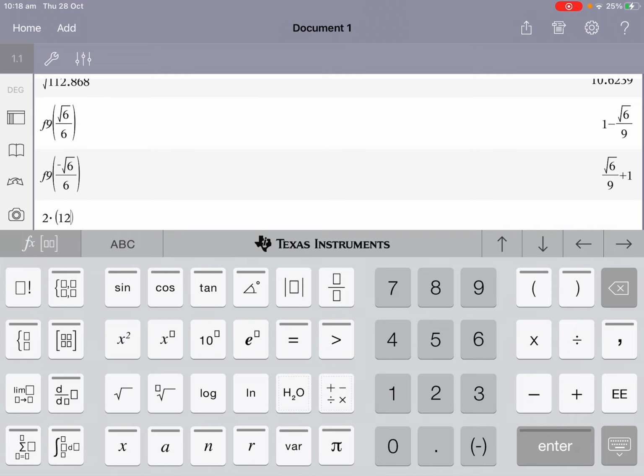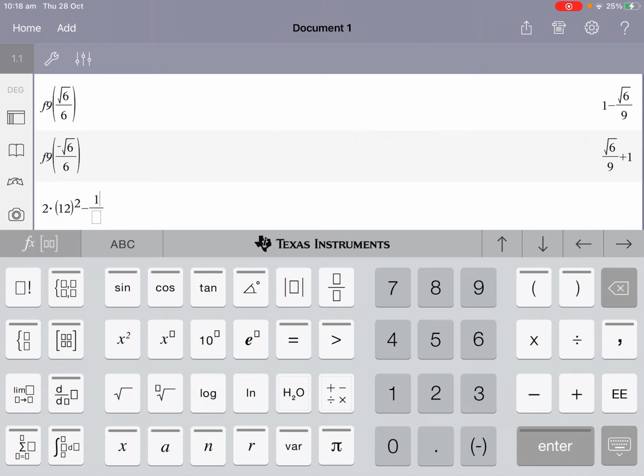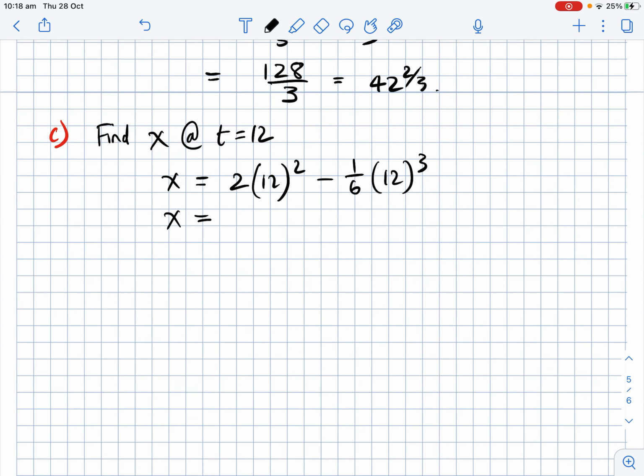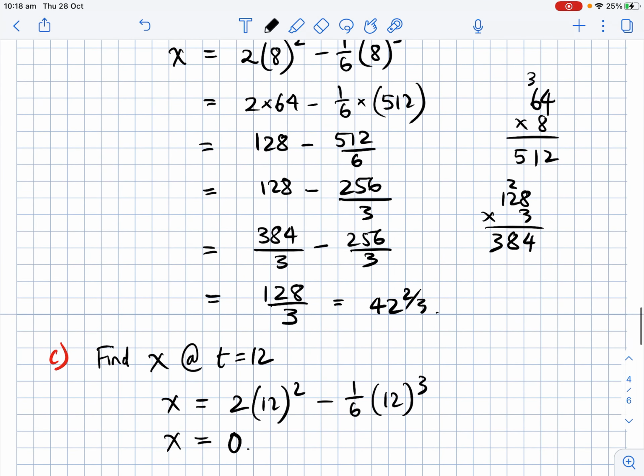Alright, so we had 2 times 12 squared minus 1/6 times 12 to the power of 3, which is 0. Okay, and that's the answer that I was after. So x equals 0. So let's actually stop and think about what we've just done here.